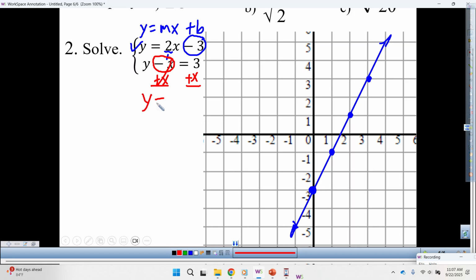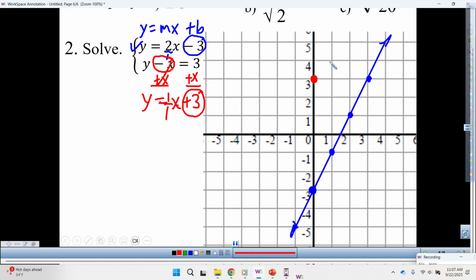So I'm left with y equals, what's on the right side? x plus 3. Now can I graph this second one? Yes. Where do I start? At +3. What is my slope? My slope is 1 or 1 over 1.